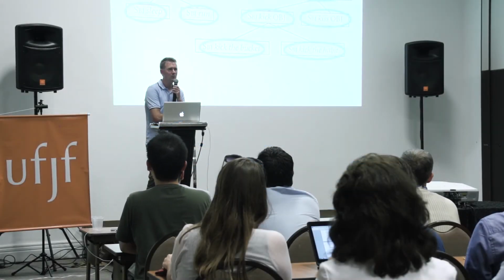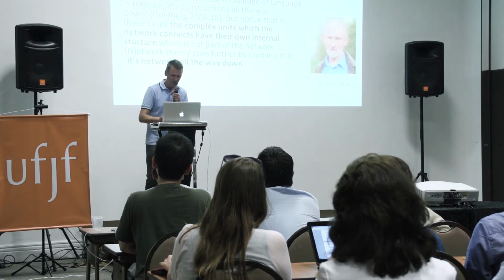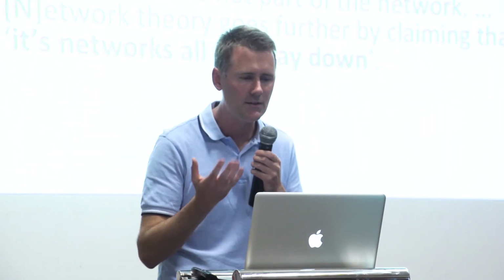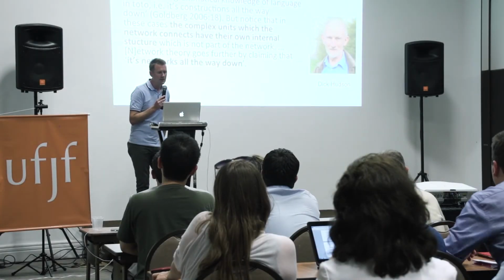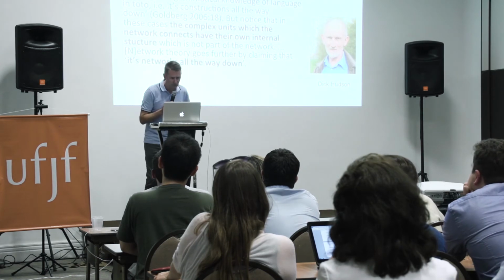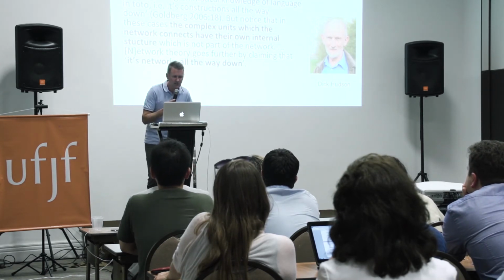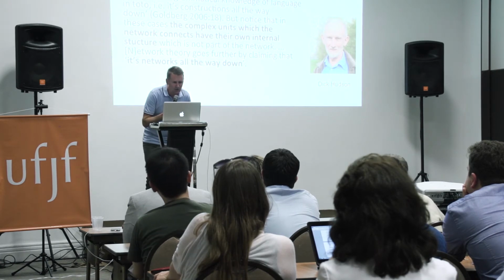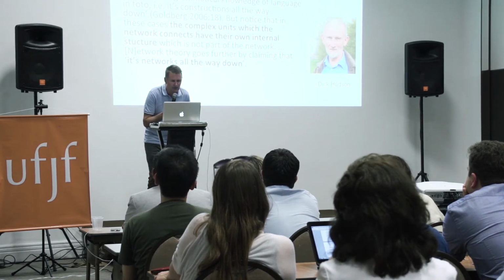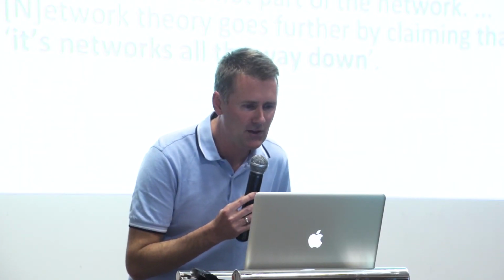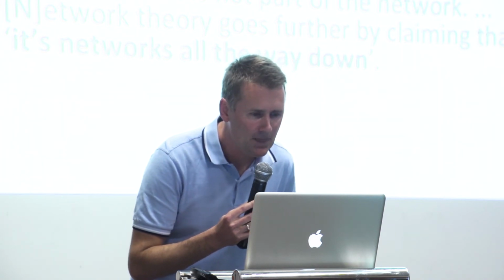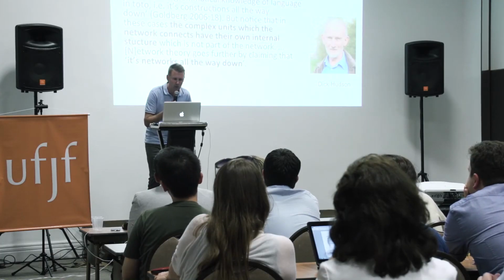Okay, why is this a problem? What is the fat node problem? Here I have a quote from Dick Hudson, who pointed this out. He says the following: I believe that language is indeed a network, and that this network is indeed a structure. Many other readers may protest that they too see language as a network. After all, cognitive linguists envisage an elaborate network comprising any number of conventional units linked by categorizing relationships, that's a Langacker quote, or a network of constructions which captures our grammatical knowledge of language in toto, that is, its constructions all the way down. That's a Goldberg quote.